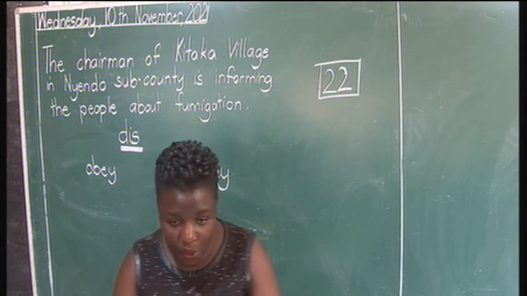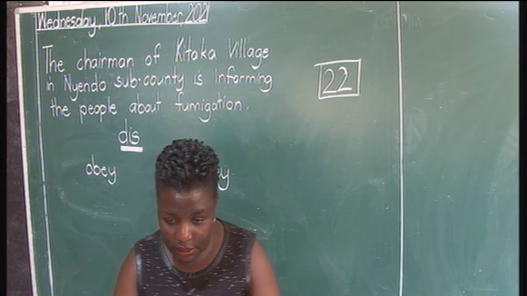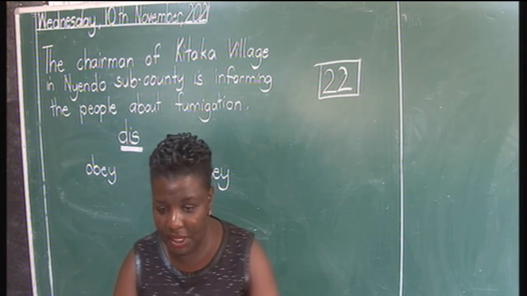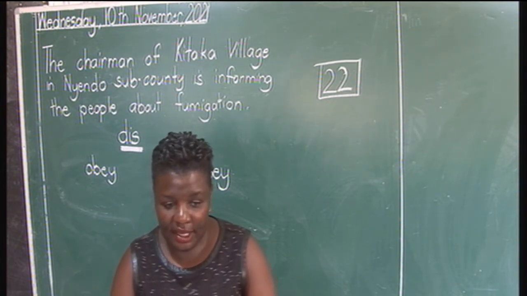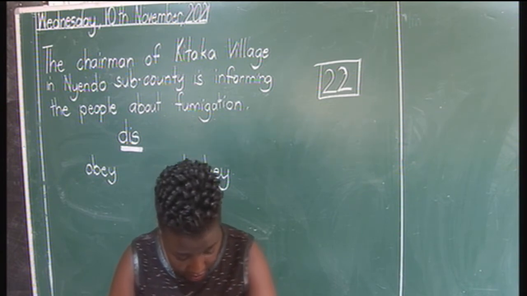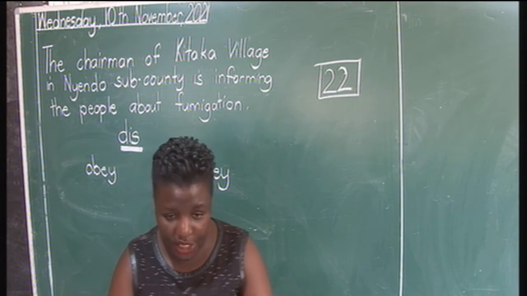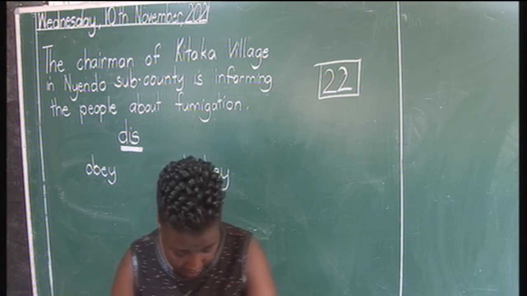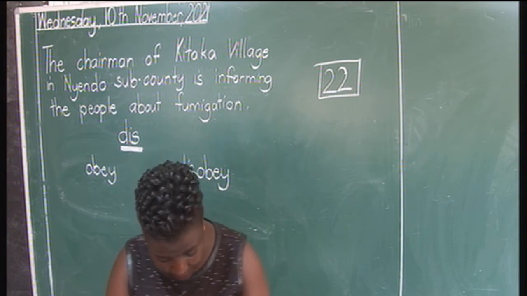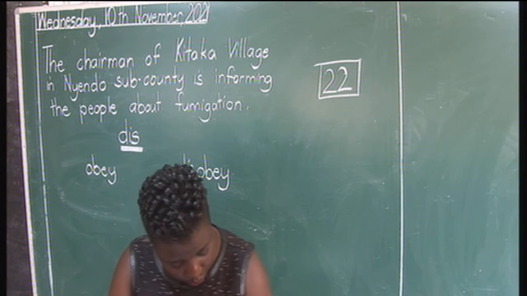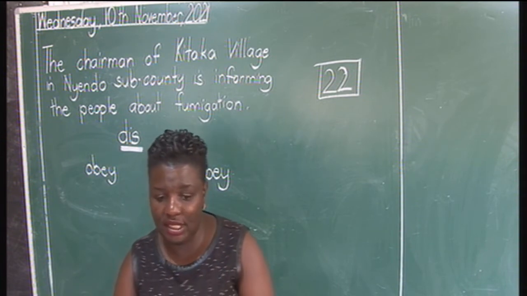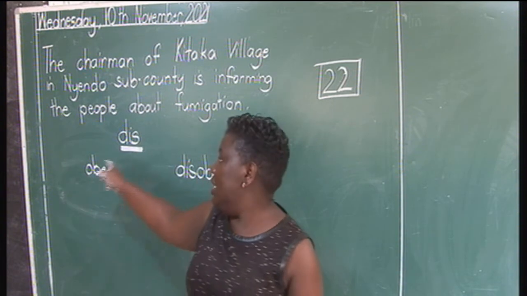We have own, disown. If your parents disown you, my dear, you can suffer. Own, disown. Connect, disconnect. We have continue, discontinue. Honest, dishonest. Those are some of the words that can have their opposites by adding this prefix, dis.